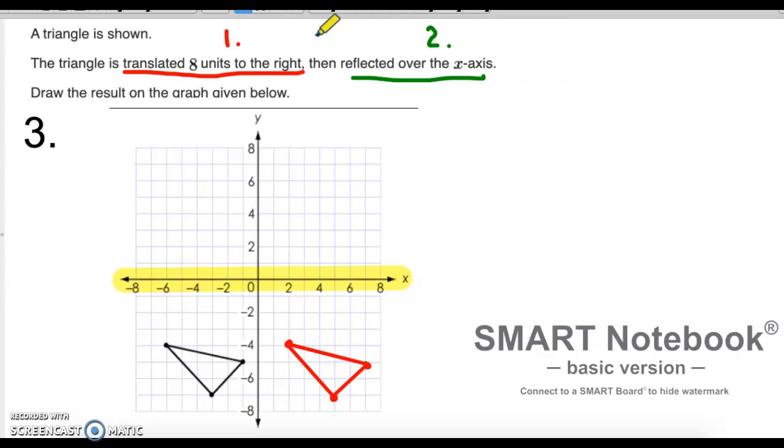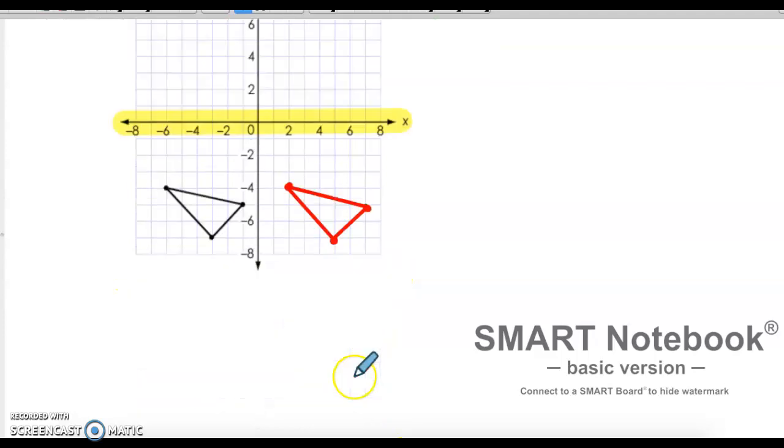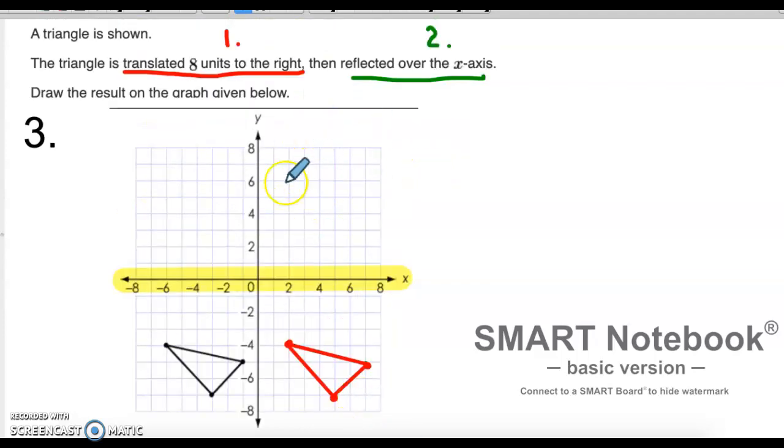So if you have tracing paper available to you, tracing paper will help you do this problem. You can trace your figure and then actually reflect it up here. So if we're reflecting over the x-axis, this point right here is 1, 2, 3, 4 units below the x-axis, which means when we reflect it, the point will be 4 units above our x-axis. So we can put our new point right here.